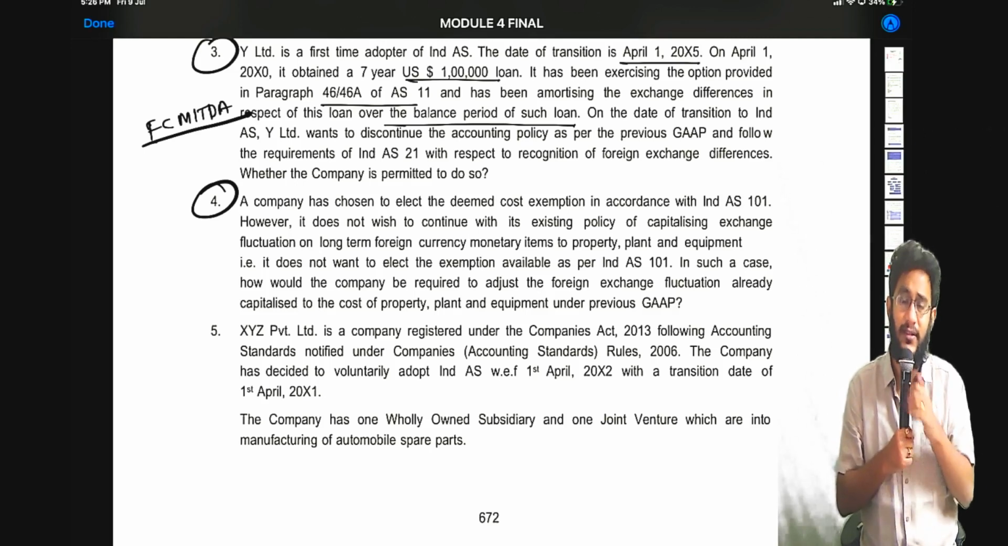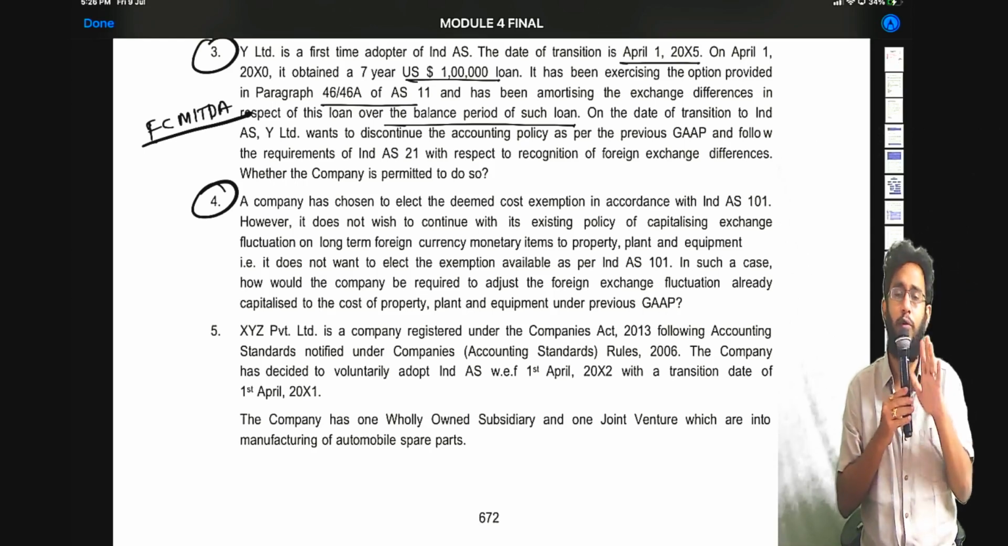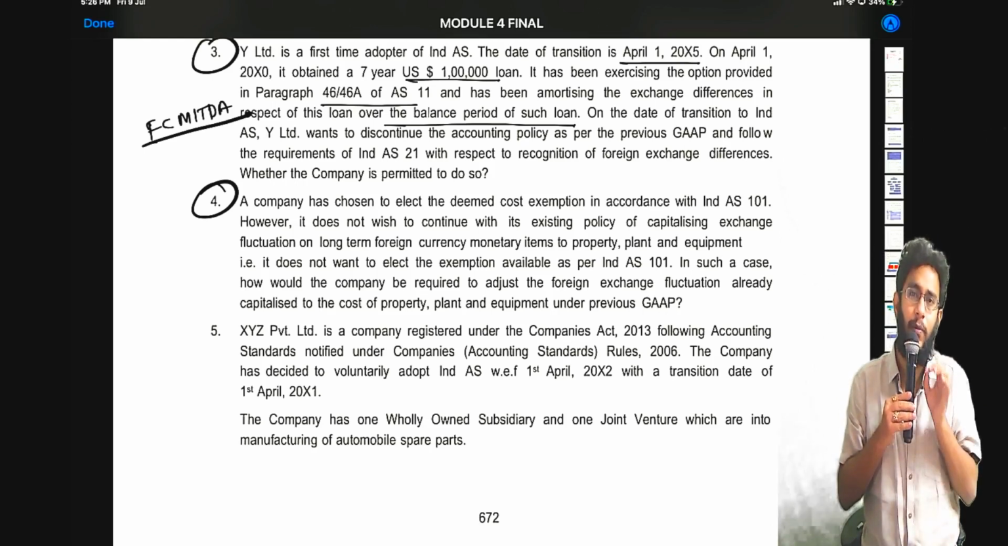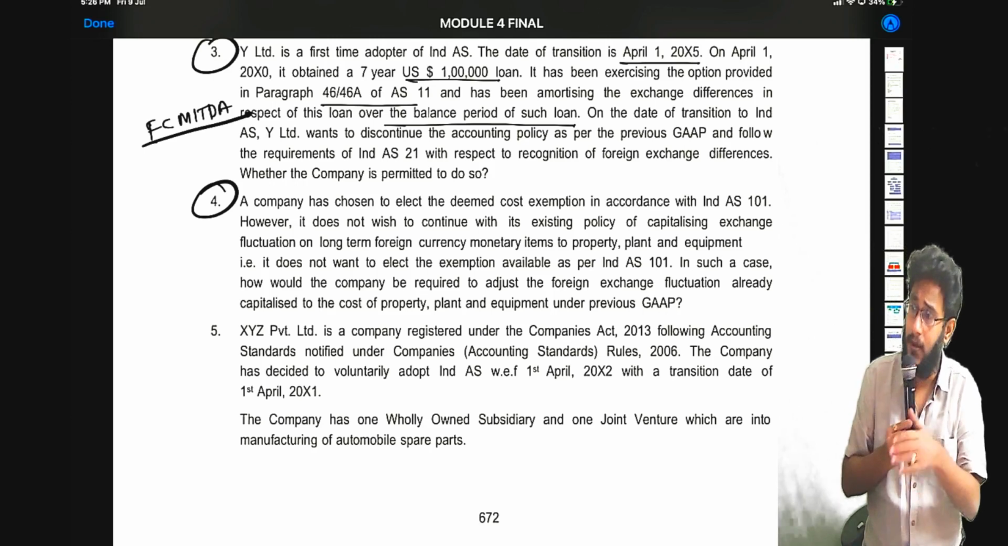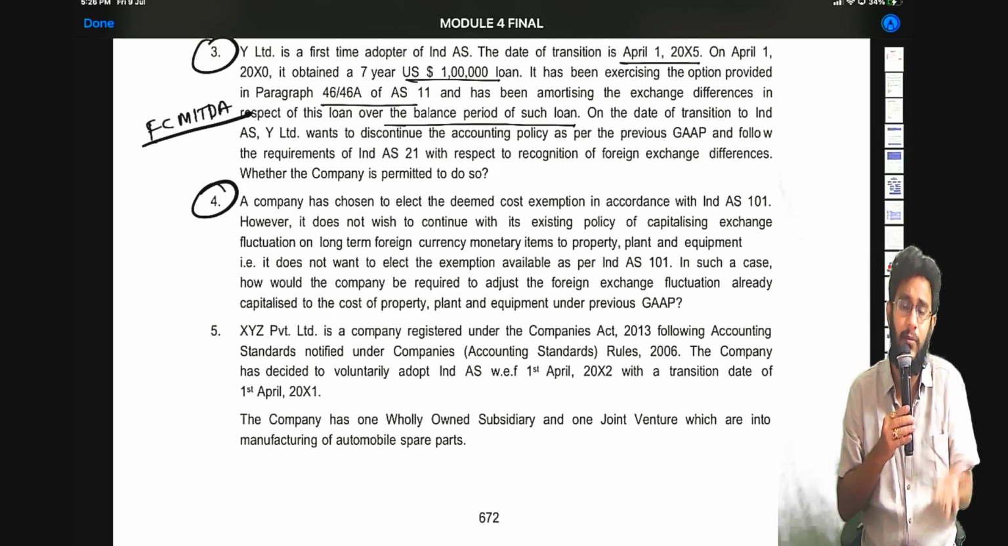What about the exchange differences which are already capitalized into the cost of the asset? That you need not adjust. Deemed cost exemption means that only. Without making any adjustments, whatever carrying amounts are there as per your previous GAAP, that as it is we will bring forward into Ind AS as a starting point. That only is the meaning of deemed cost.